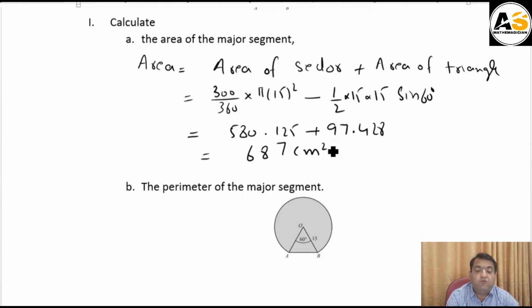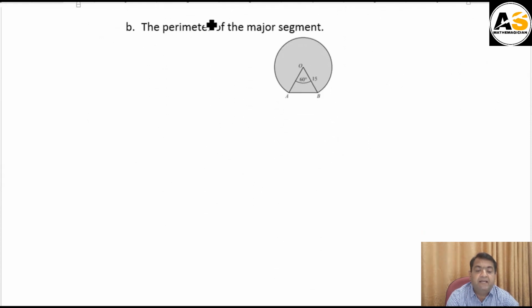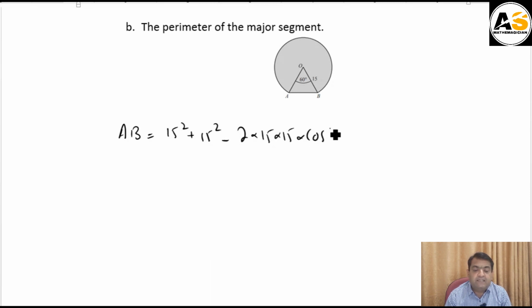In part 2, we have to find the perimeter of this major segment, AB plus arc length AB. So first of all, AB will be equal to, I am using cosine rule, square root of 15 square plus 15 square minus 2 into 15 into 15 into cos 60. This will be 15.